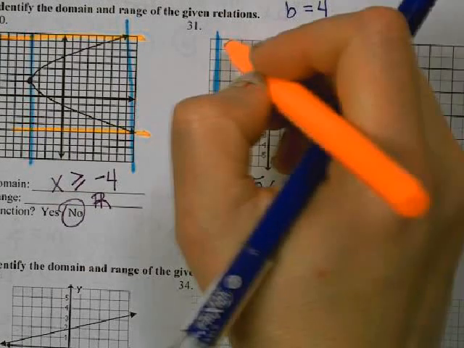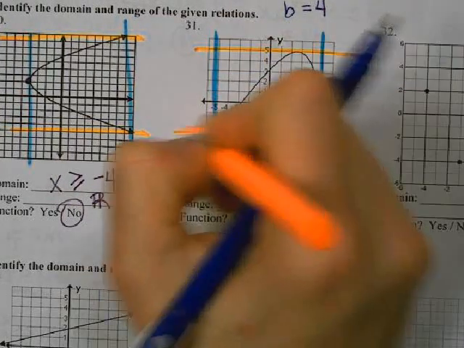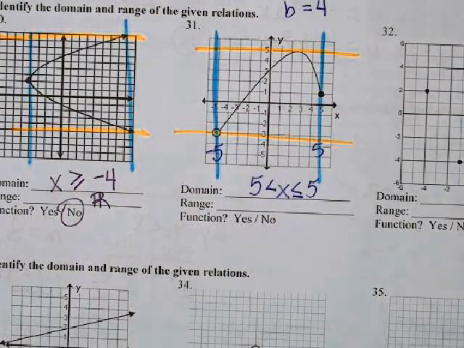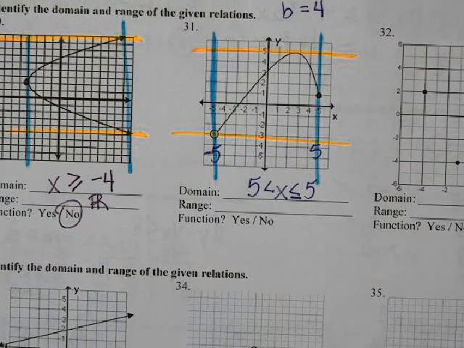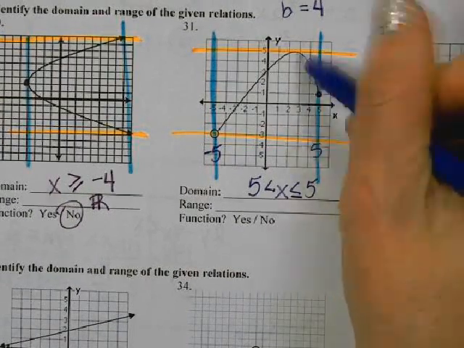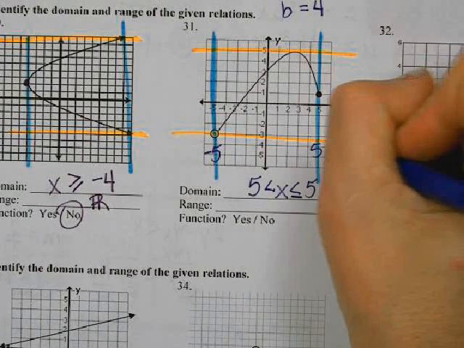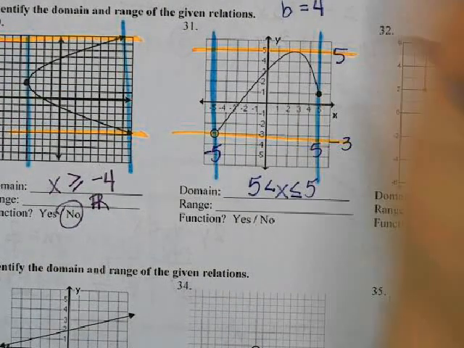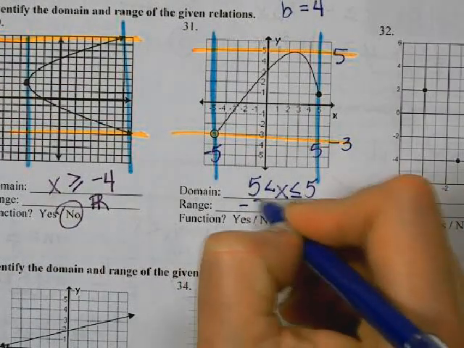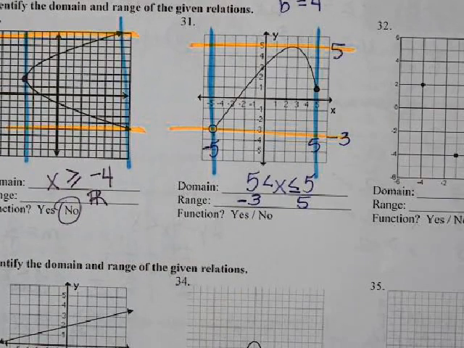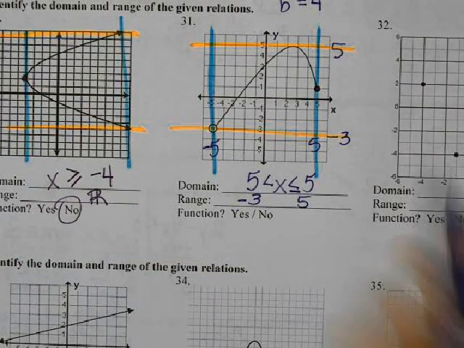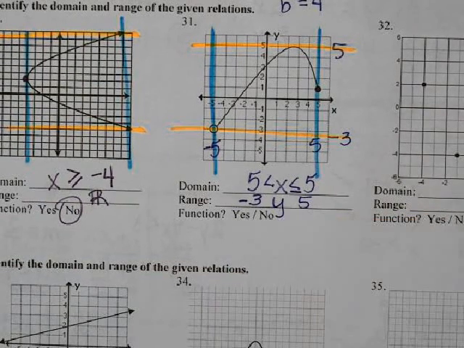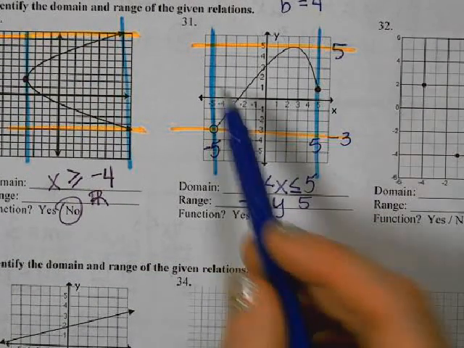Now we're going to do range. Range is the top and bottom. So this one, the top and the bottom, neither of them have arrows. This bottom is at negative 3, and this top is at 5. So we say negative 3 and 5. Always put your smaller number on this side. Okay, and then y is going to go in the middle because we're talking about range.